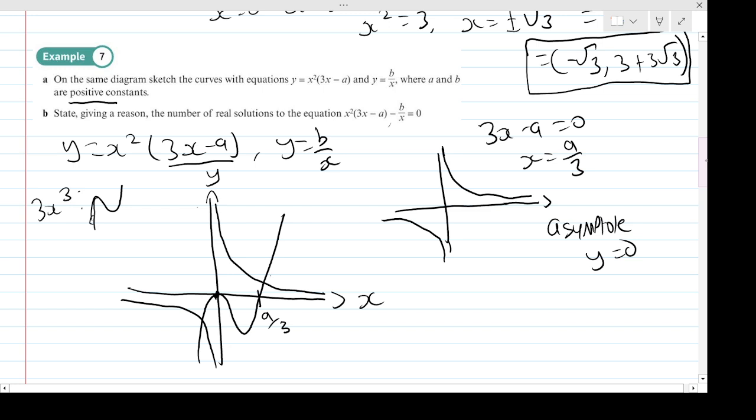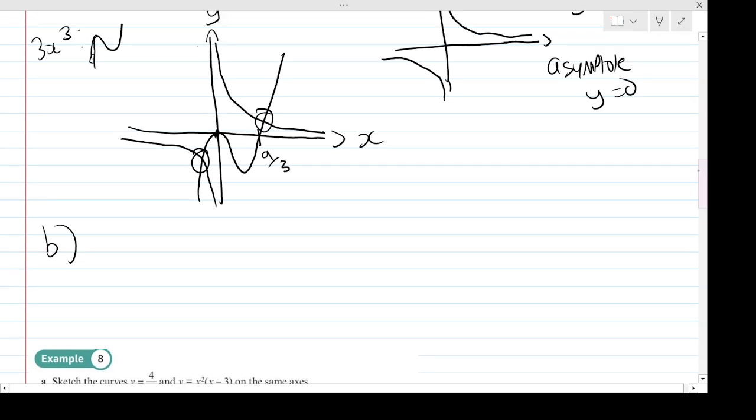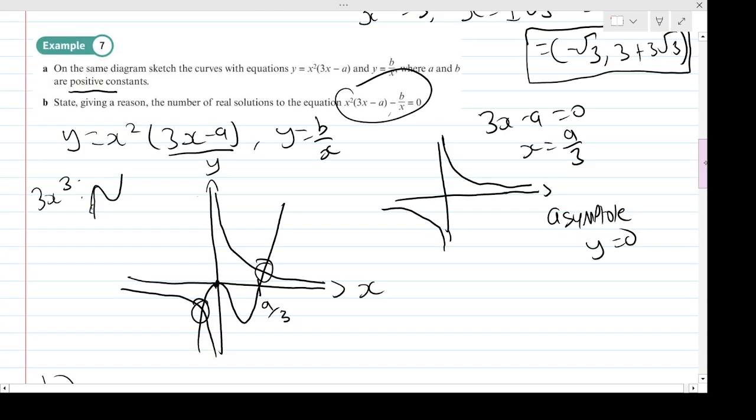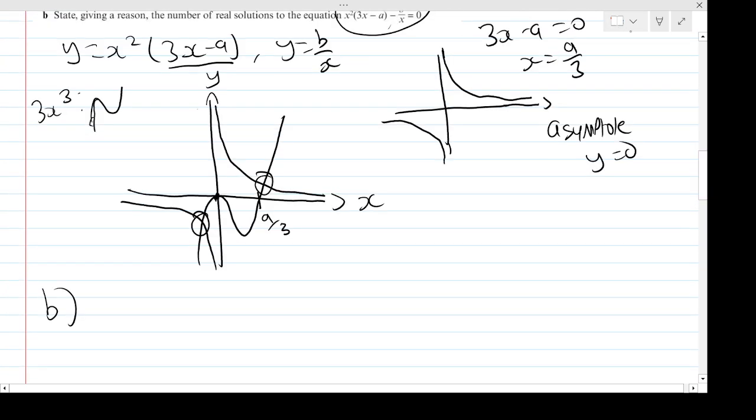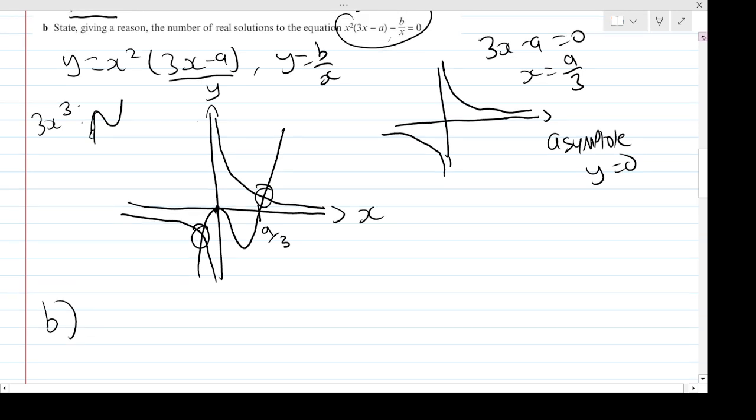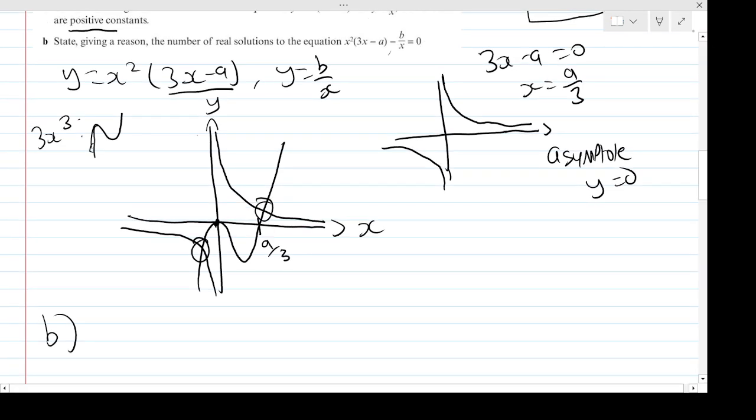We're going to expect two solutions, there and there, where they cross over. Well, that's part b, coincidentally. State, giving a reason, the number of real solutions to this equation. Well, okay, that equation looks a tad bit like, how do we get there, right? What does this equation mean? Where's it come from? But let's break it down. x squared times (3x minus a) minus b over x is 0.